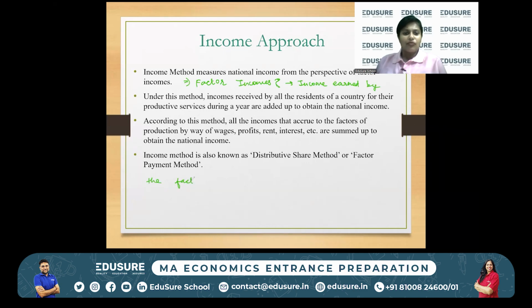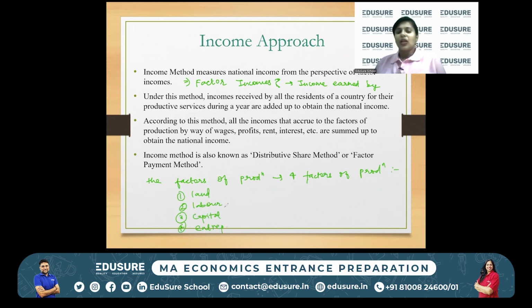What are the factors of production? There are 4 factors of production. What is it? Land, labor, capital, and entrepreneurship. Land receives rent, labor receives wages, capital receives interest, and entrepreneurship receives profits. Okay, so these 4 factors of production receive these 4 factor incomes and factor payments.